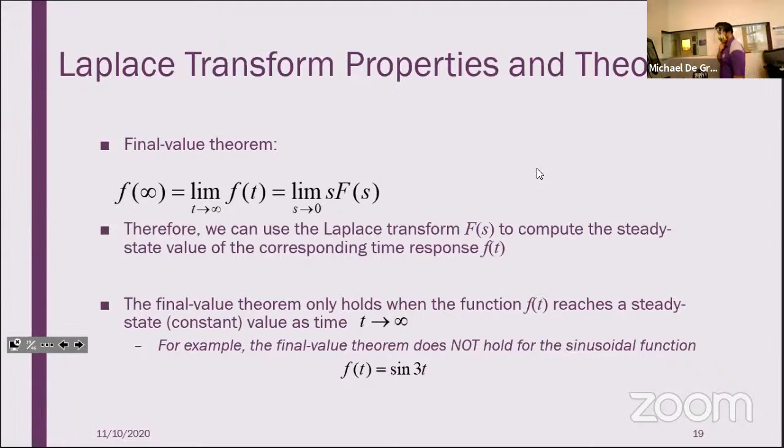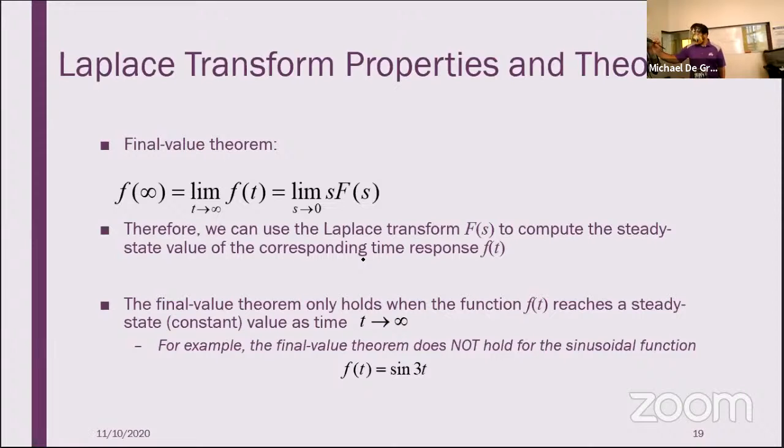For example, the final value theorem does not hold for a sinusoidal function. So that might be true, but does that mean that we don't hit steady state with a sinusoidal function? The answer to that is no, it doesn't mean that. We'll talk about what steady state looks like for a sine wave when we get to the frequency response. But for right now, there's no ascertainable steady state. Okay, so that's the final value theorem.